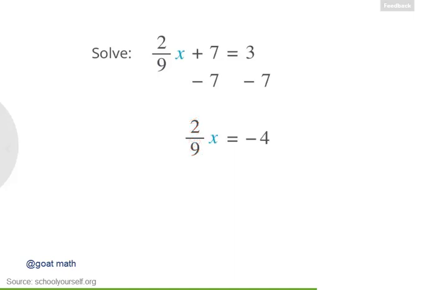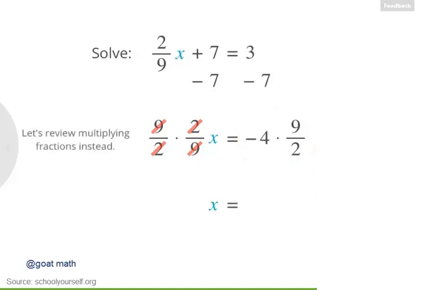Well, you may remember from multiplying fractions that it might be a good idea to multiply both sides by the reciprocal, 9/2. If we do that, then on the left the 9's cancel out and the 2's cancel out, leaving us with just x. On the right, we now have negative 4 times 9/2, which equals what? Excellent, so x equals negative 18.